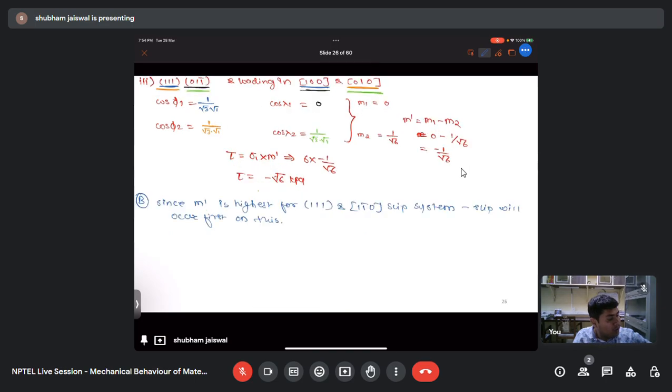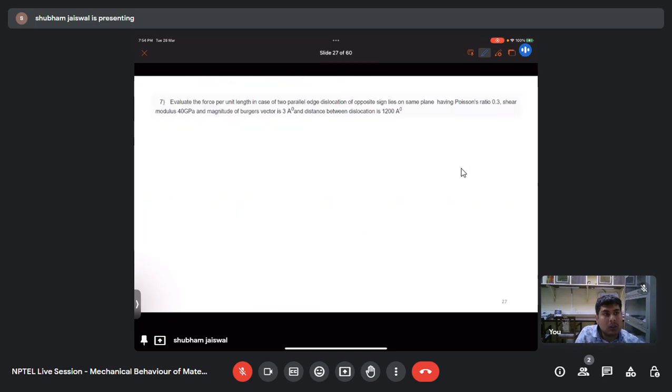So, okay. Now here comes today's session's last question. The question is: evaluate the force per unit length in case of two parallel edge dislocations of opposite sign lying on the same plane, having Poisson's ratio 0.3, shear modulus 40 GPa, magnitude of Burgers vector 3 angstrom, and distance between dislocations 1200 angstrom. So they are asking us to find the force per unit length. Please try to answer it, guys.